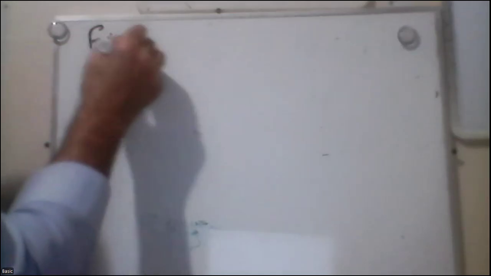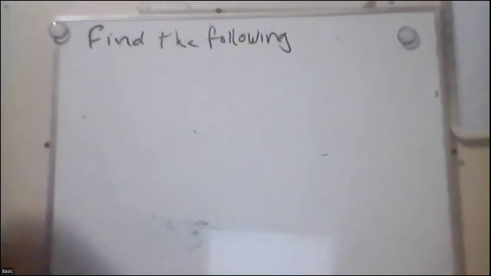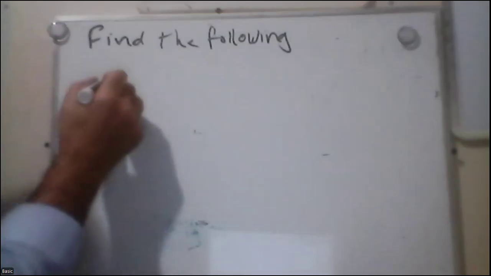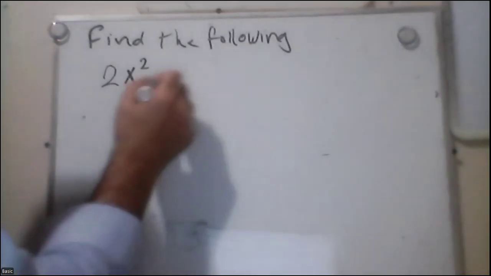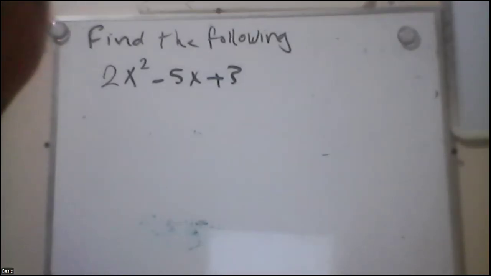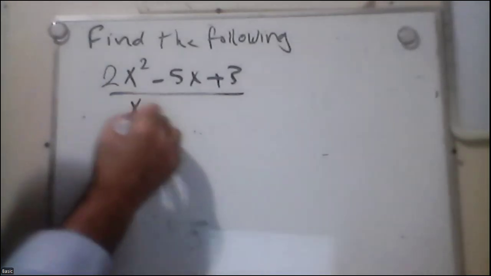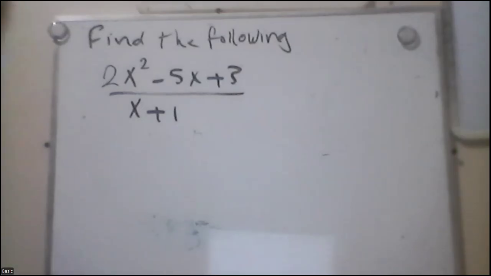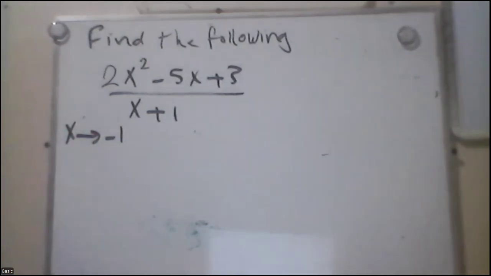Find the limit of the following: 2x squared minus 5x plus 3, divided by x plus 1, where the limit is x approaches minus 1.